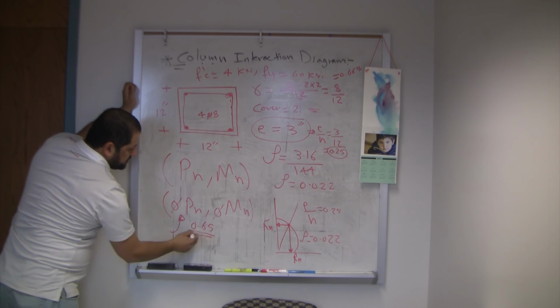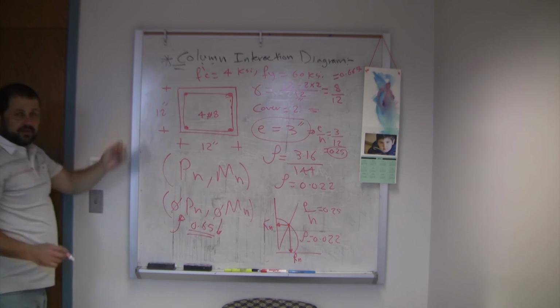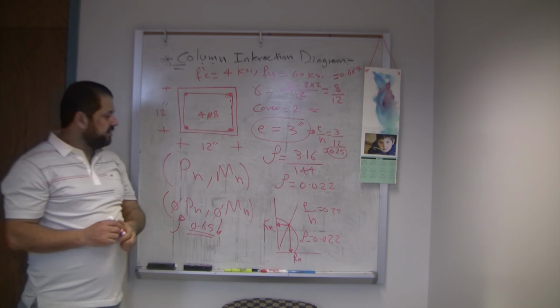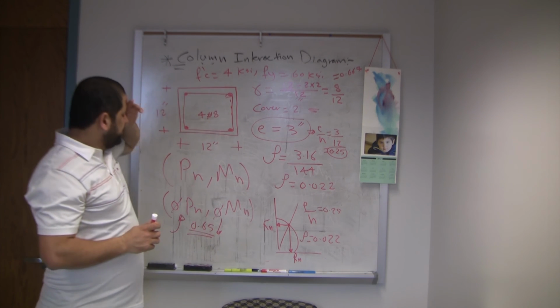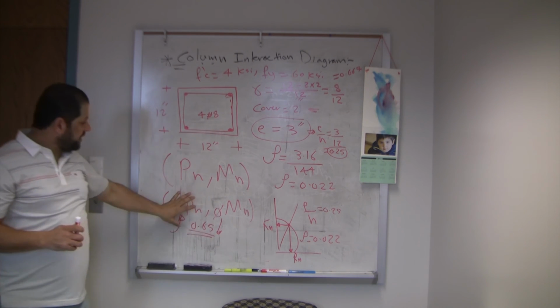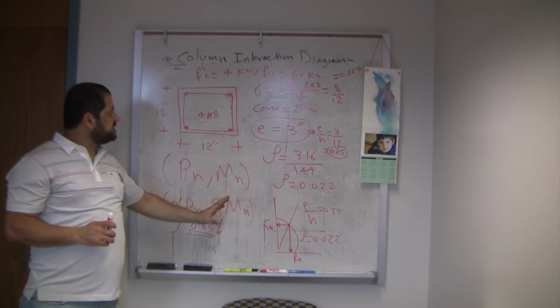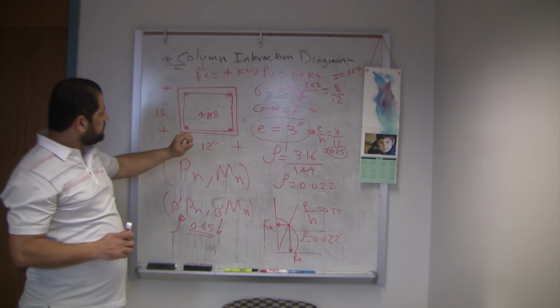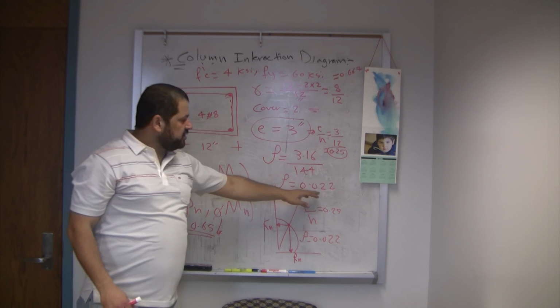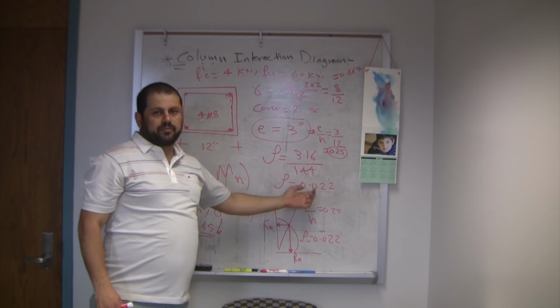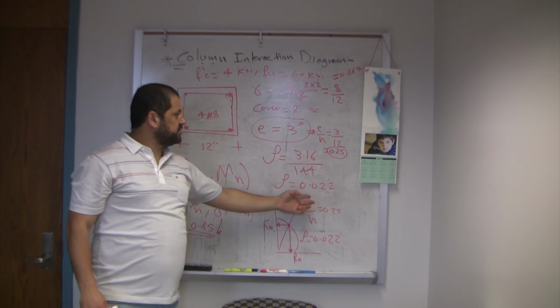The phi factor is 0.65 for both. So once you have Pn and Mn for your case, the design strength is phi Pn and phi Mn, which is 0.65 times these values. Okay? And again, this rho is good. You have to check, and you know it's more than 0.01 and less than 0.08.